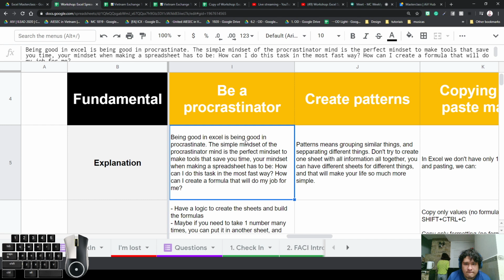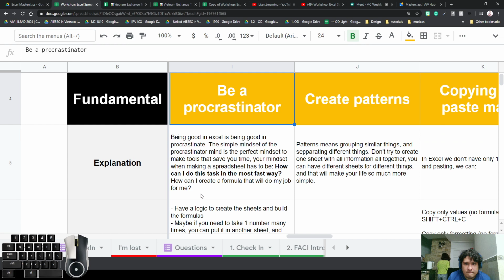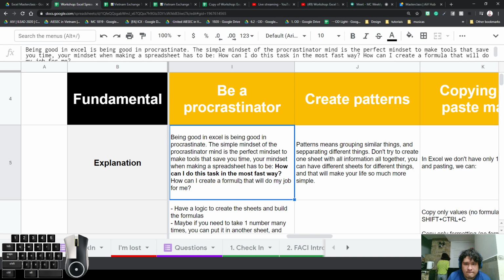But in Excel, that's actually a very good thing. Why? Because that's exactly the mindset we need to have. We need to make things simple, and we need to ask ourselves this kind of question. Let me make it bold again. How can I make this task the fastest way? If I want something to happen, how can I do it in the fastest, most effective way? Or even, how can I create a formula that will do the job for me?